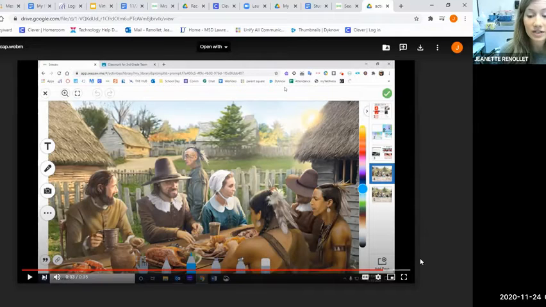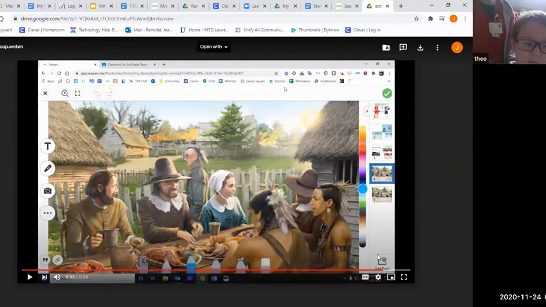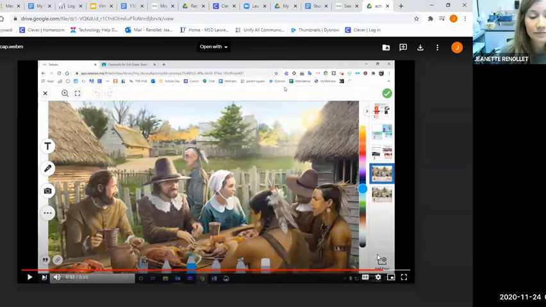Anyone else want to share a way these two cultures are similar? What do you see in the picture? Theo, go ahead. There's turkey. Thank you for sharing, Theo.